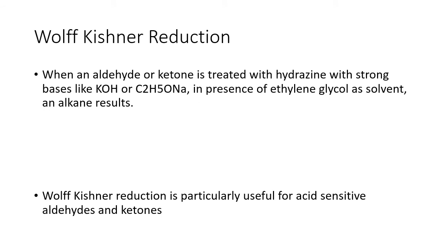Wolff Kishner reduction. This reduction is also employed for the conversion of aldehydes and ketones into hydrocarbons, and this reduction takes place in alkaline medium. So Wolff Kishner reduction is particularly useful for acid sensitive aldehydes and ketones, and the reaction involves treatment of the aldehyde or ketone with hydrazine in presence of strong bases like potassium hydroxide or sodium ethoxide.